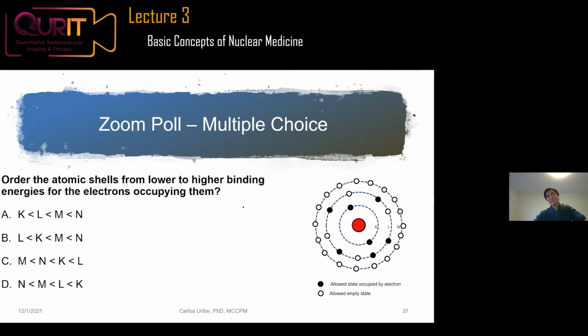Okay, so most people answered D. That is correct. A is not correct because K is the shell that has the highest binding energy. It basically cannot be smaller than anything else. So correctly it is D. You start from the outside and go in, because I said from lower to higher binding energies.